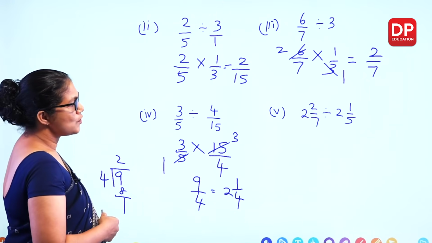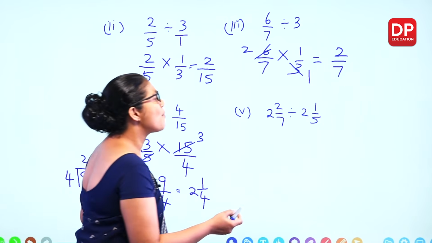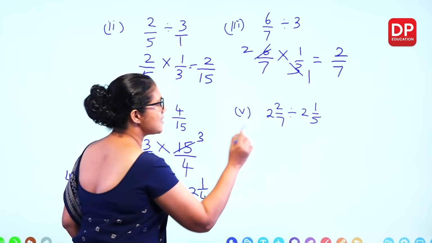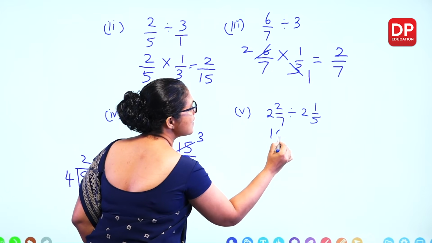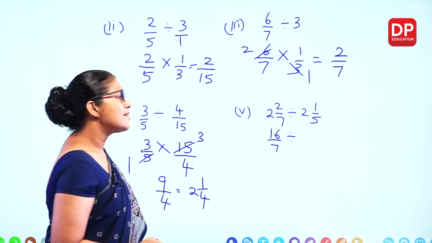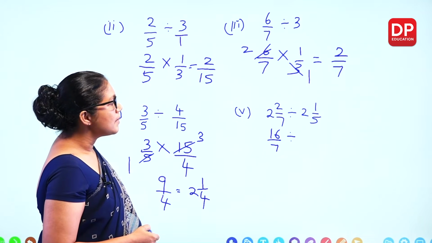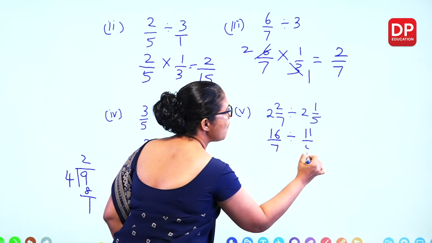Now, what about this one? Here you get 2 mixed numbers. So here what we do, you convert to improper fractions first. First thing, convert. 7 times 2, 14. 14 plus 2, 16 over 7. Divide by, convert this also to an improper fraction. 5 times 2, 10. 10 plus 1, 11 over 5.